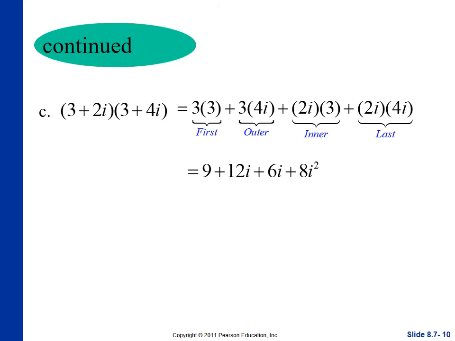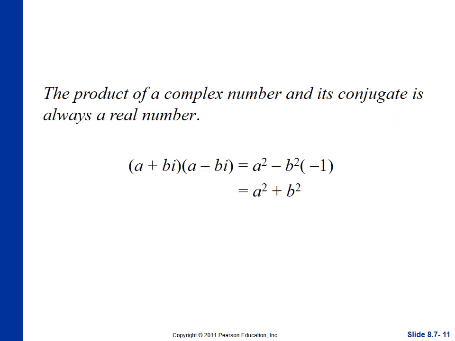We're going to go ahead and combine like terms, and end up with 9 plus 18i plus 8 times -1, i squared being equal to -1. Now we multiply, and we get 9 plus 18i minus 8. 1 plus 18i is your final answer. The product of a complex number and its conjugate is always a real number, so we're going to get rid of the i squared.